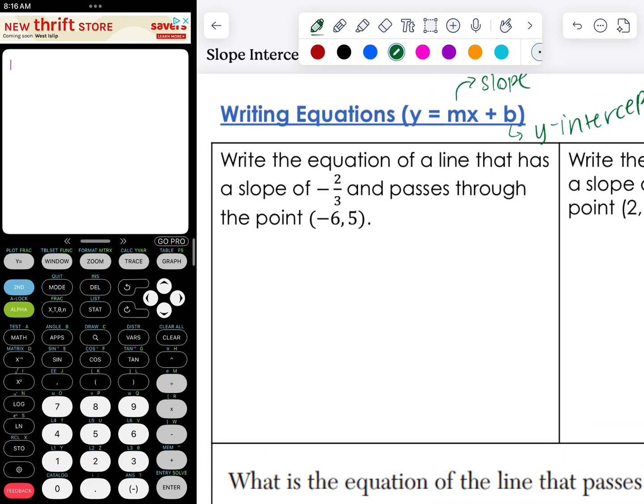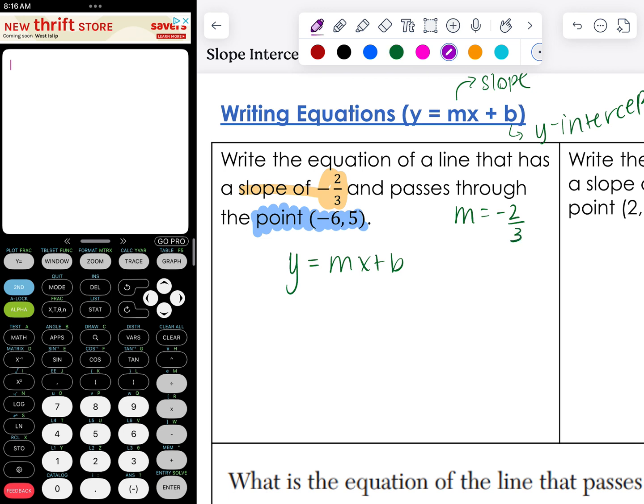So here the first example says, write the equation of a line that has a slope of negative 2/3 and passes through the point negative 6, 5. So what I'm going to do to first start is I say, okay, I have y equals mx plus b. I know that my m is negative 2/3. And I do see that I have a point which represents an x and a y value. So what I'm going to do is substitute the information that I have into the equation.